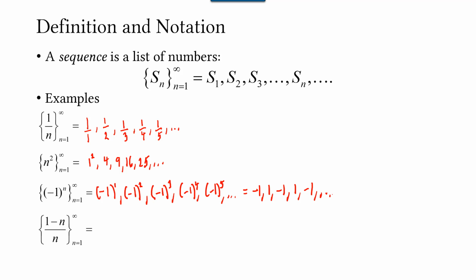Our final example is just another formula where we have to plug in values of n to generate the sequence. If I plug in n equals 1, I get 1 minus 1, which is 0 over 1. I could just write 0 for that one. If n was 2, I would get 1 minus 2, or negative 1 on top, over 2. If n were 3, I would get 1 minus 3, which is negative 2 over 3. And then the pattern would be minus 3/4, minus 4/5, and so on.